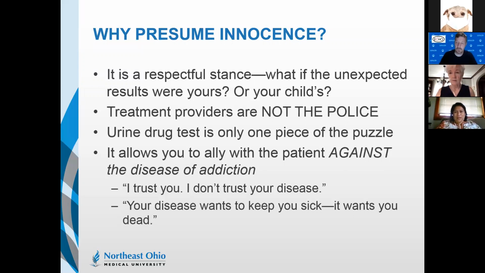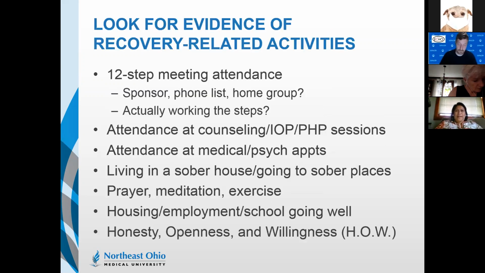So I try to use the disease of addiction sometimes as sort of the other, and then I ally with the patient against their illness. So sometimes that stance works. I mean, again, not everything works for everybody, but the more tools you have in your toolkit, the better. So what are those 11 or 12 pieces of the puzzle that I'm talking about?